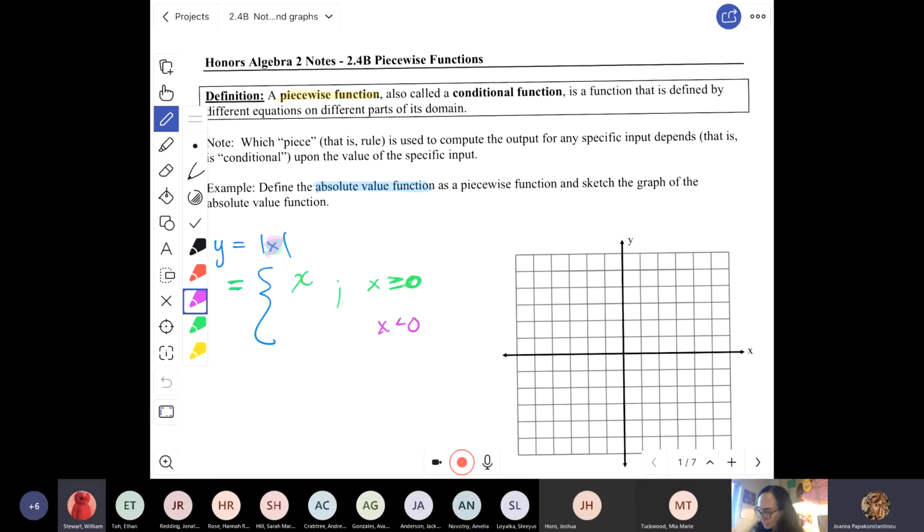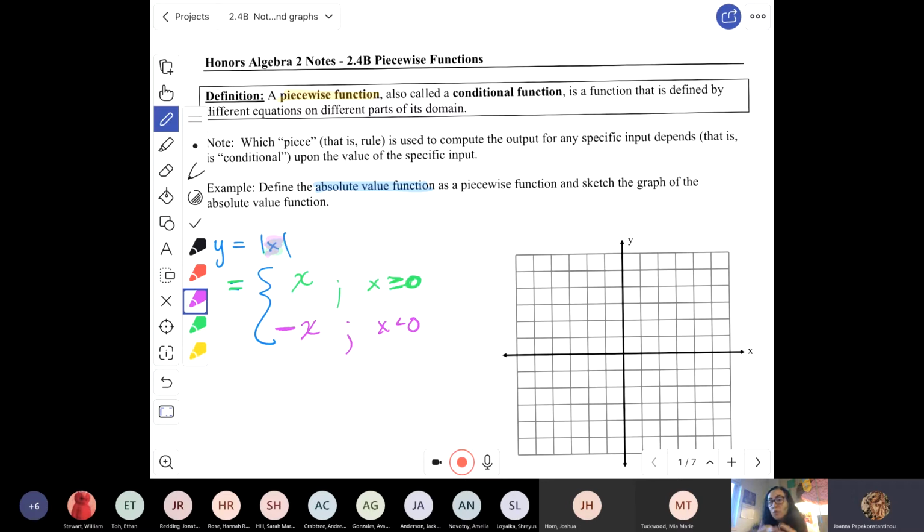Nobody? Absolute value. Well, what did we do to the input if it was a negative value? We made it positive. Okay. Well, in essence, since it does represent distance, it does become positive if it's negative. But how did we do that? We took the opposite. We negated that input, right?